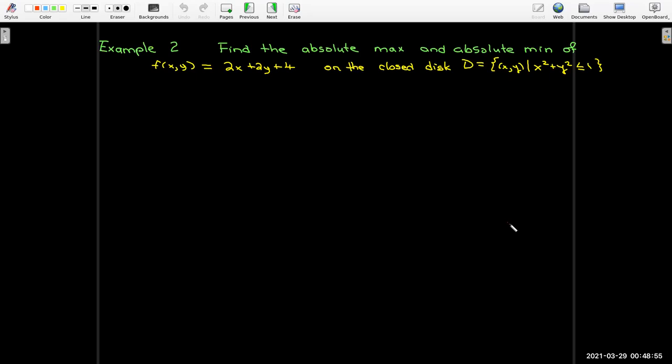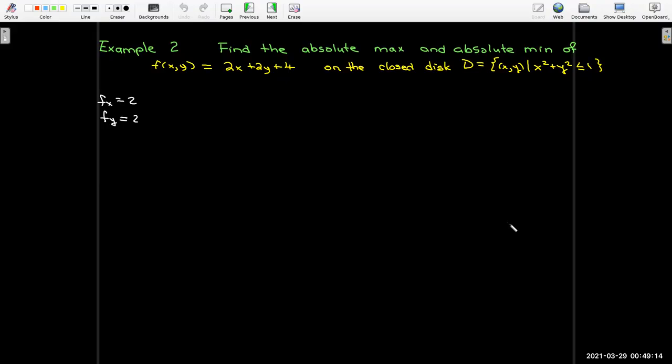All right, got a second example. Here we have a simpler function. We just have f of x comma y equals 2x plus 2y plus 4. But now instead of having a rectangle as our region, we have a disk. It is just the closed unit circle or unit disk.